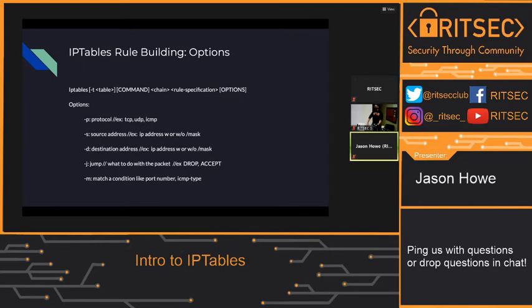Then one of the key features that makes iptables really powerful is using the -m option, which allows you to match specific criteria. For example, like a port number, you would use sport or dport. You could also use ICMP type to go for ICMP requests or replies. And there's lots of other options that we're not going to get into, but you can check them out in the man pages.